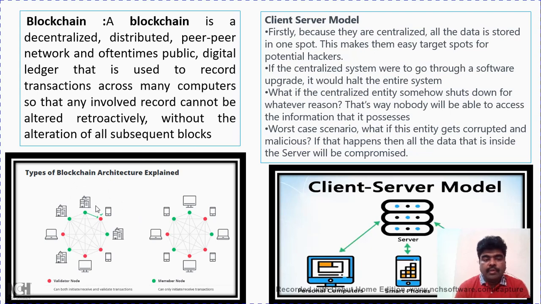In blockchain networks, generally we see validator nodes and member nodes. Validator nodes can send the data, receive the data, and also validate the transactions. Member nodes can only initiate and send transactions, or receive them. So this is what the simple architecture of a blockchain looks like.